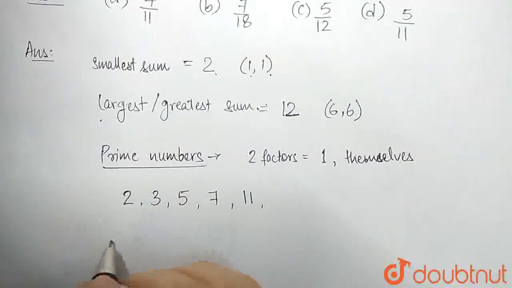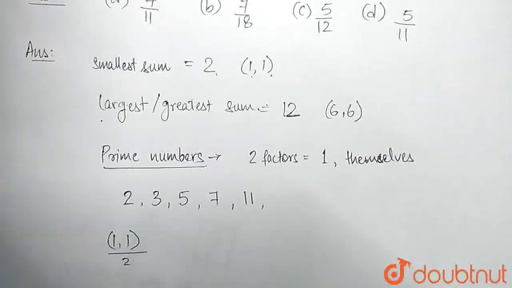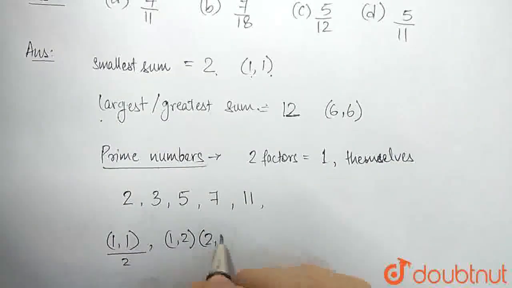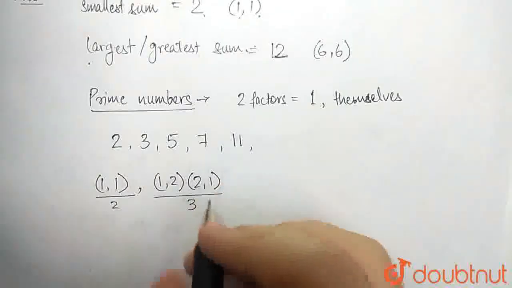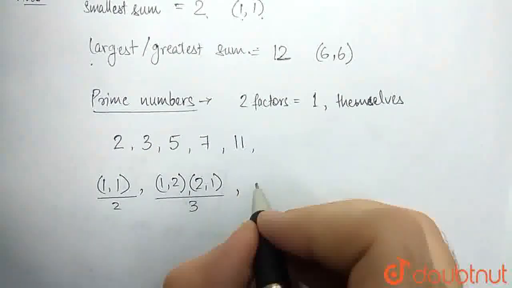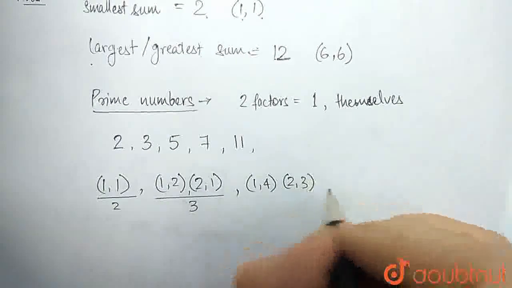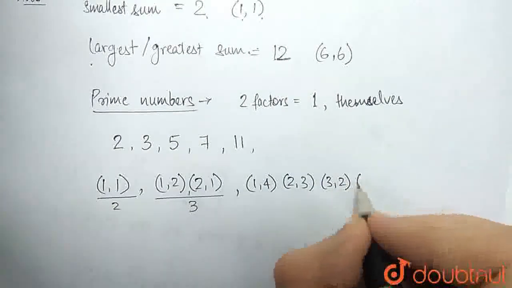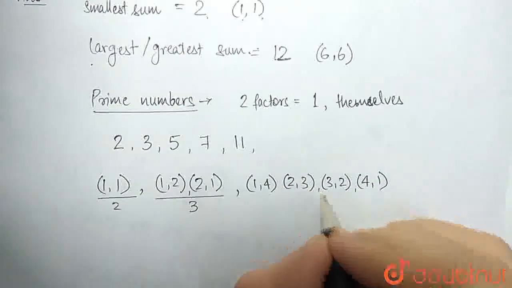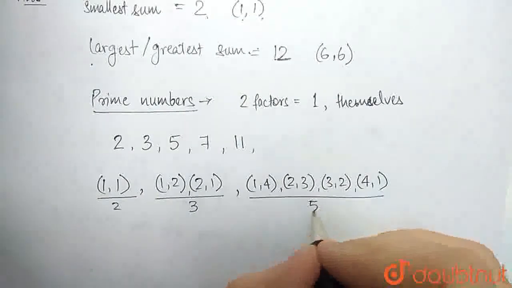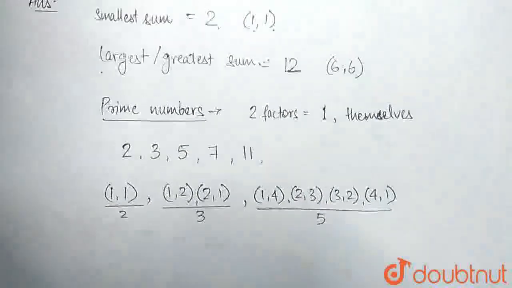So in order to get 2, the only possible outcome we can use is 1, 1. So 1, 1 gives us 2. Next, for getting 3, we can use 1, 2 or 2, 1. Both these outcomes give us 3. Next, to get 5, we can have 1, 4, 2, 3, 3, 2 and 4, 1, right? So all 4 of these outcomes give us 5.